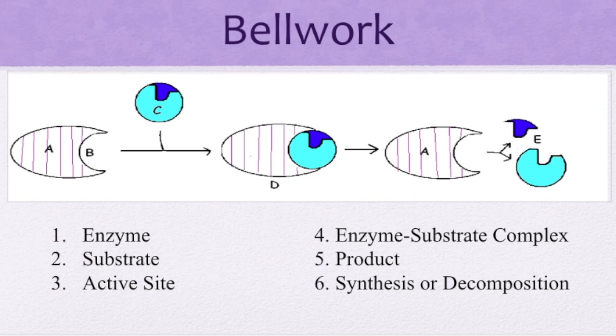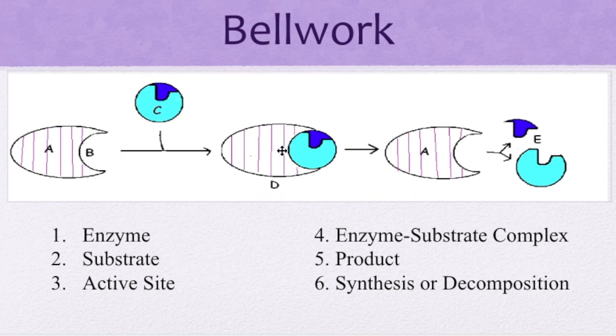And so if you look at this little example here, it says bell work, but this is a little bit of an example. If you look at it from the beginning to the end, this looks exactly the same. So this would be the enzyme, letter A. We would have a substrate right here, which would be letter C. C would fit right into the enzyme at the active site. So number 3 would be letter B, the active site. It would fit right in there.